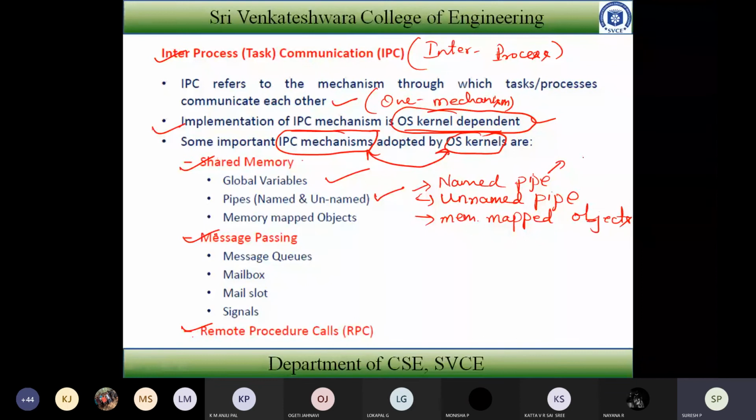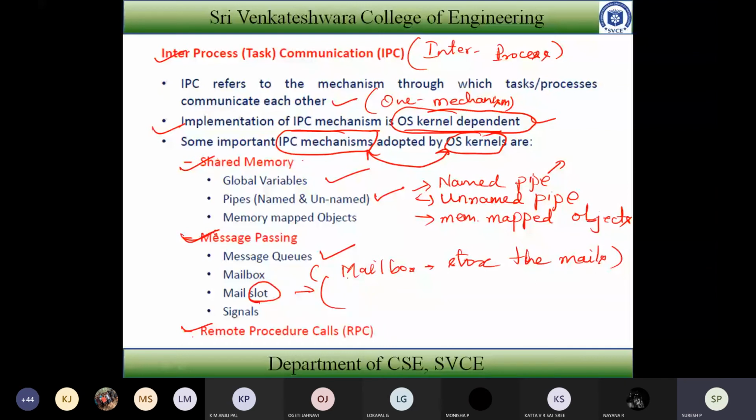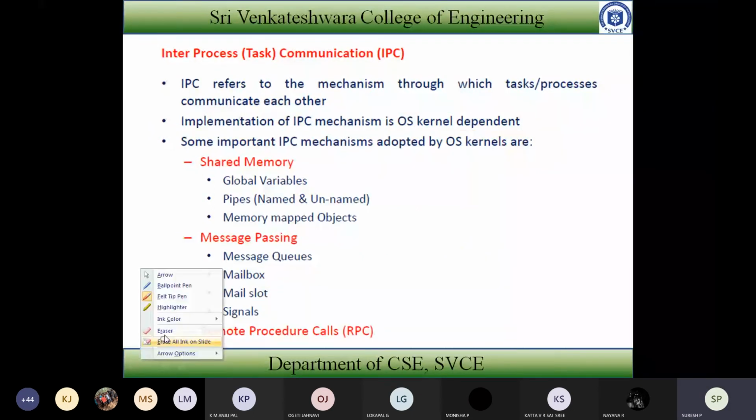When it comes to message passing, it is basically going to make use of message queues. If you are going to have messages, you should have mailboxes, where the mailbox is used to store the mails. Whenever you have the mails, it is going to have a slot. What is the purpose of having the mail slot? A process is scheduled, and within a given period of time it is given a slot to mail. In that particular slot only, that particular mail has to be sent. That is what the mail slot is.